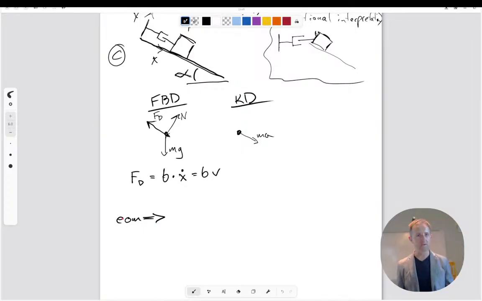Do you know how to get the equation of motion from there? What would that one look like? Something like this, whatever my x component of mg is, minus that damper.